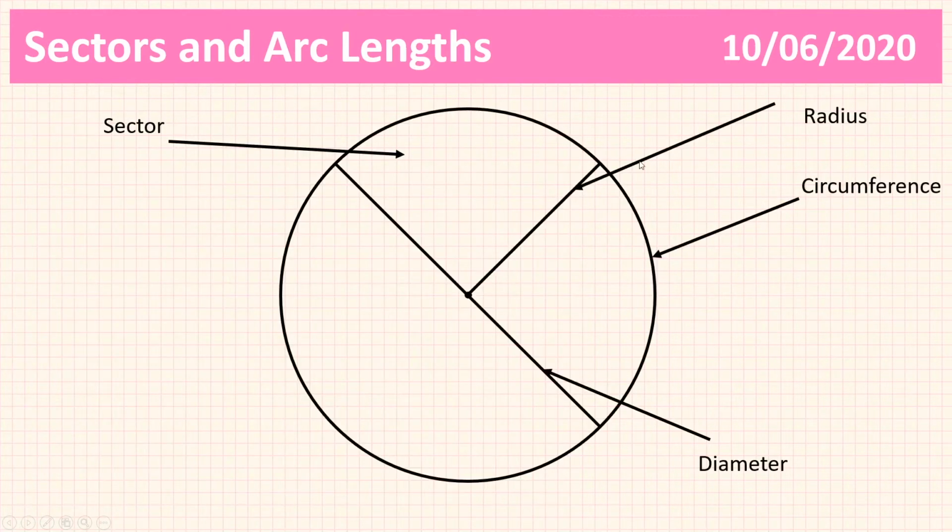The parts of the circle we need to know and work with, just as a reminder, that's why I've got this diagram up. We're going to be working with sectors, which is this bit here made by two radii. We need to know what the radius, the circumference and the diameter are. And one more thing we need to know is what an arc is. That's an arc there. It's the length or the fraction of the circumference.